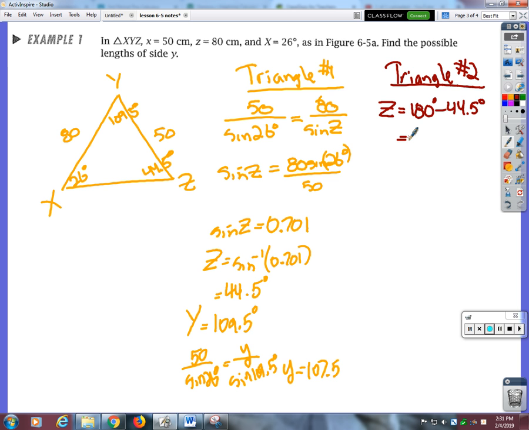Okay, I'm going to say that again for those of you that are watching at home. Whatever angle you find first on your triangle number 1, subtract that from 180, and that's the new possibility for angle Z, okay? And what do you get from that? 135.5. Okay, from there it's super easy because we can now right away find angle Y because we know that our new angle Z is 135.5.